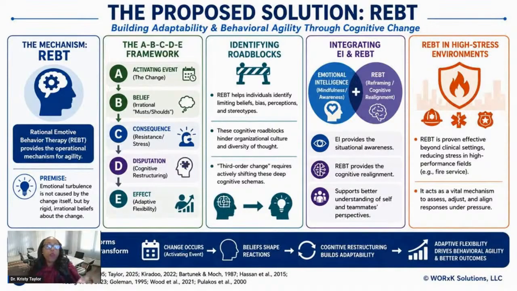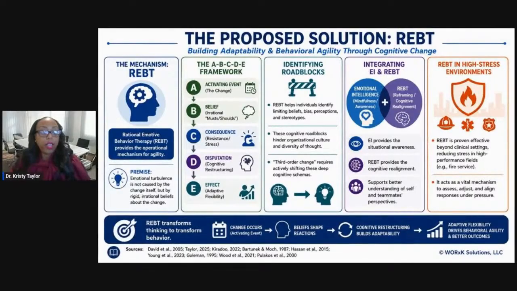So, for example, when a new process is introduced, one employee, again, may think that this is an opportunity to learn, while another will think, I'll never be able to do this. The change is the exact same, but their beliefs are totally different. And so you're going to get different outcomes from these employees.